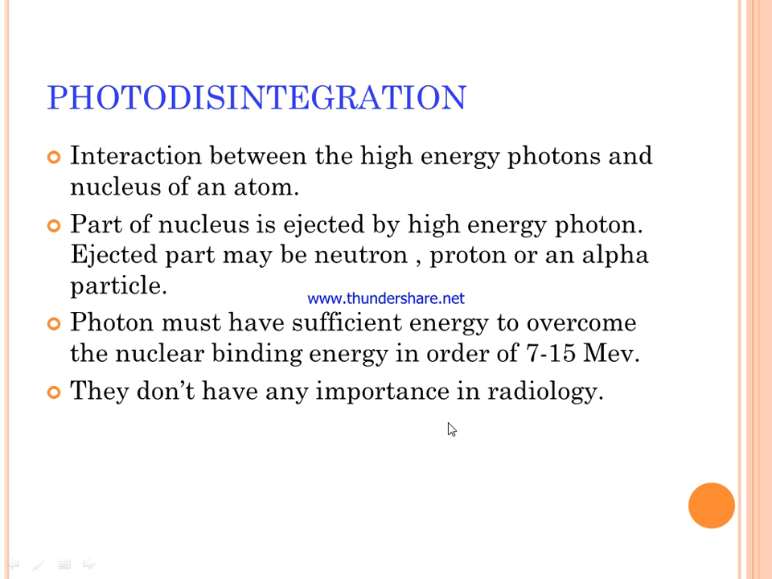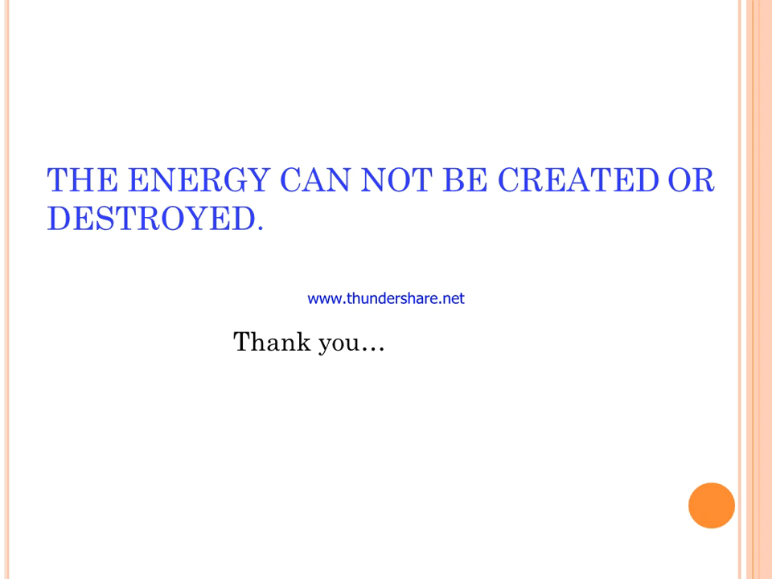Another type is photodisintegration. Here the interaction is between a high energy photon and the nucleus of an atom, and part of the nucleus is ejected by the high energy photon. The ejected part may be a neutron, proton or an alpha particle. The photon must have sufficient energy to overcome the nuclear binding energy, in the order of 7 to 15 mega electron volt. They do not have any importance in radiology.